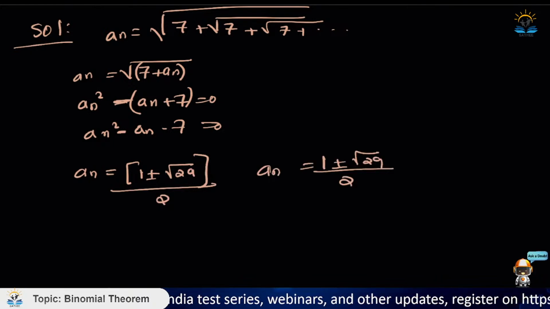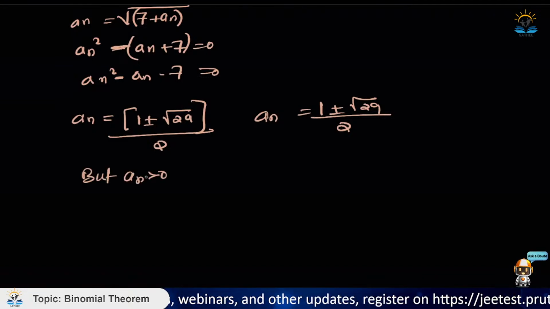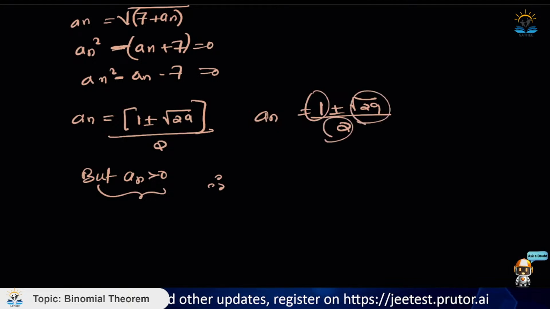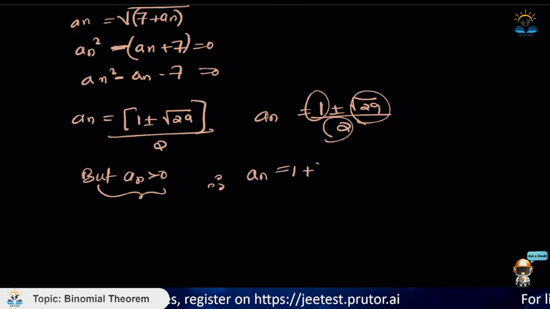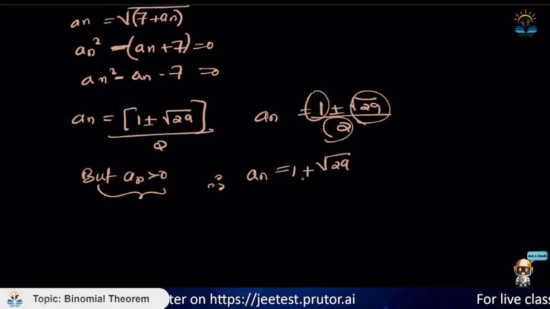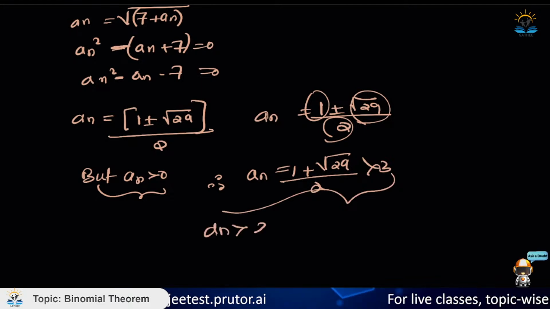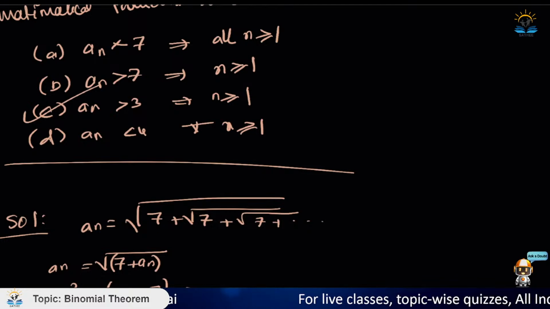But we are saying that an will be greater than 0. So therefore half is not less than root 29 divided by 2, right? So therefore we can say an will be equal to 1 plus root of 29 divided by 2, which is greater than 3. So we can say an is greater than 3. So in the options, we can say an will be greater than 3. Okay, yeah. Now the next one we have the question number 7.